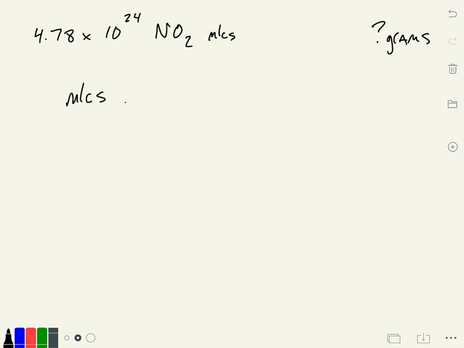Let's say that I have 4.78 × 10^24 molecules of NO2, and I want to know what the mass is. What is this in grams? We're going to need to take molecules to moles, which we can do using Avogadro's number. And then we can take moles to grams.